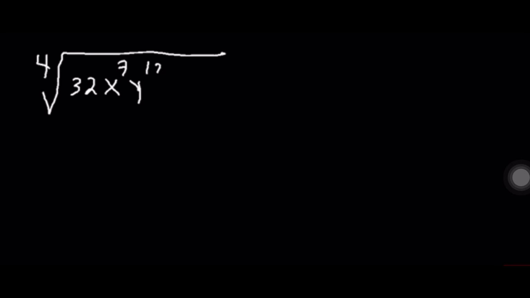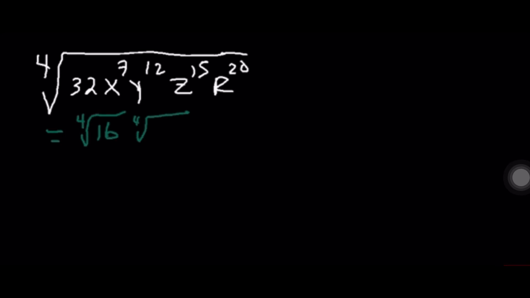So now let's try a fourth root. Let's say we want to find the fourth root of 32x to the 7, y to the 12, z to the 15, r to the 20. So what number goes into 32? That's a fourth root. In this case, 16. So we're going to rewrite this as the fourth root of 16 times the fourth root of 2.